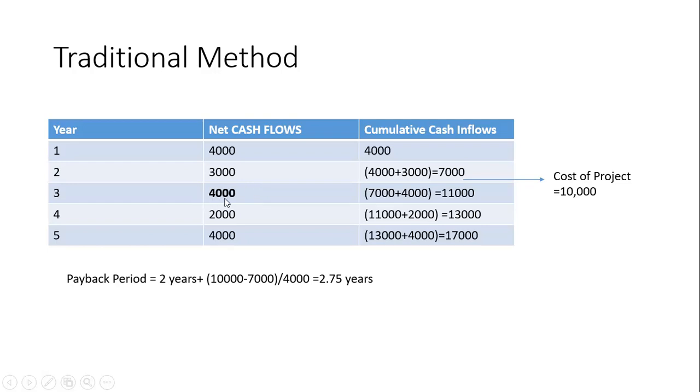As you can see, the inflow in the third year is 4,000. So the difference between 10,000 and 7,000, that is original cost minus second year cumulative cash inflow, divided by third year normal cash inflow. So the answer is 2.75 years to recover your investment of 10,000.